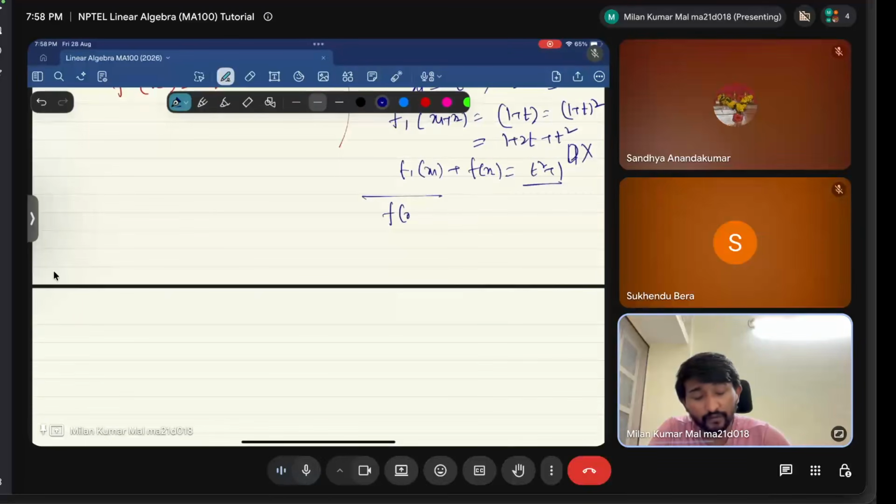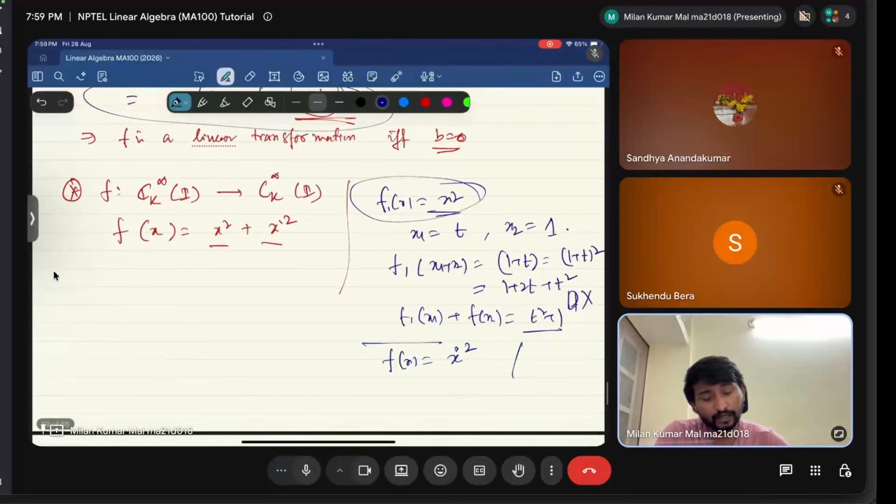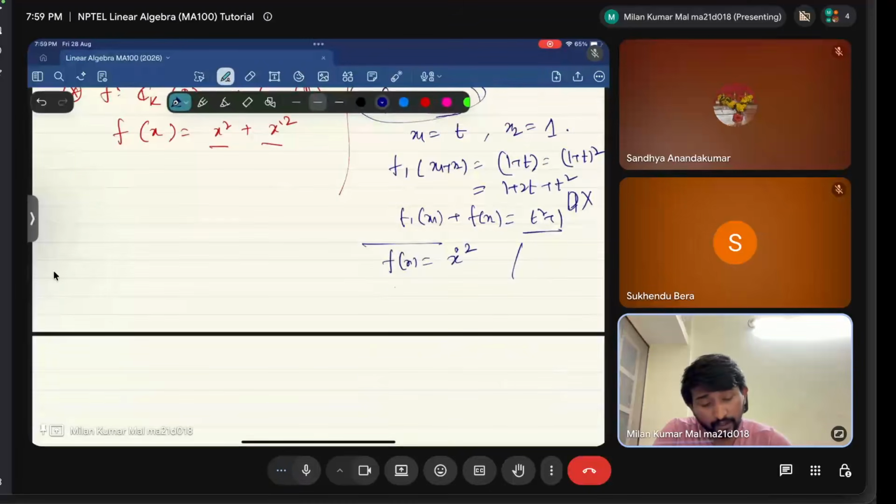Similarly, if we consider f of x equal to x dash square, this is not x double dash. That means we take the derivative and then take the square. Then it is not a linear transformation. Note that we have mentioned that any order of derivative is itself a linear transformation. But if we take the derivative and then square, then that is not a linear transformation. Why? You can take the same example, t and 1. Then f of 1 plus t will be 1 plus t dash, and its square. What is 1 plus t dash? The first derivative of 1 plus t is 1, and 1 square is 1.